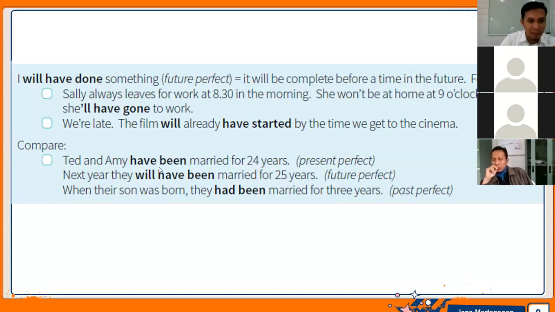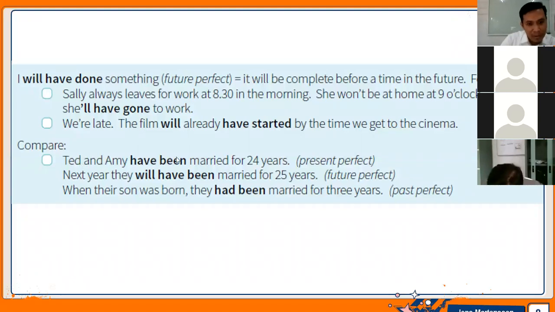Ted and Amy have been married for 24 years. When you're saying Ted and Amy, have a look at this one, the pattern have been. Ted and Amy have been married for 24 years. This is an example of present perfect tense. Okay, next year they will have been married for 25 years. Next year, not now. In the future, next year they will have been married for 25 years. This is future perfect tense. Yeah, you compare number 1 and number 2.